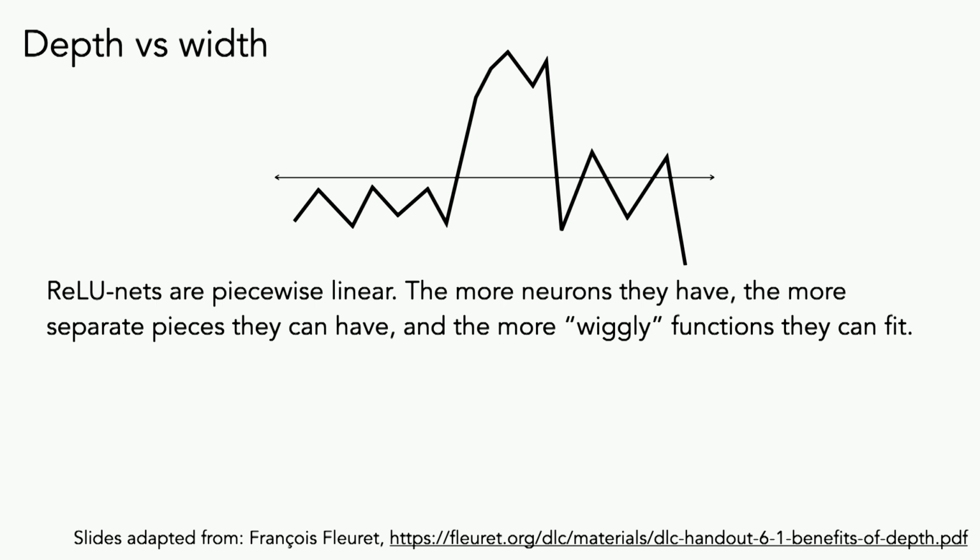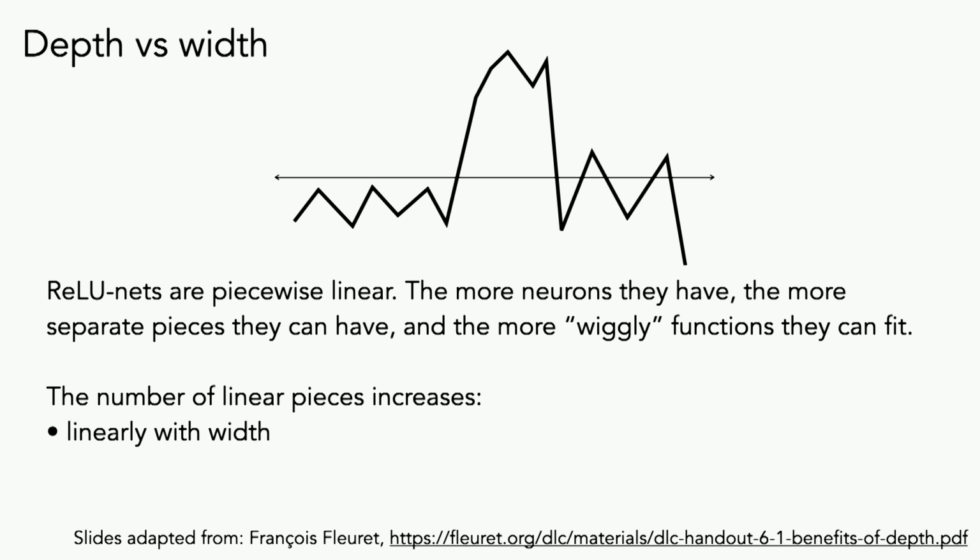So neural networks, ReLU networks, are piecewise linear. They look like this. And they can have as many bumps in a way that's bounded by the number of units in depth and width. Deeper and wider networks can be more wiggly. They can have more bumps. And the number of bumps increases linearly with width and exponentially with depth. So this is one of the reasons why deep nets have some advantages over shallow nets.